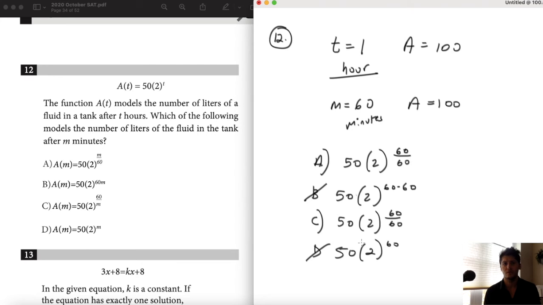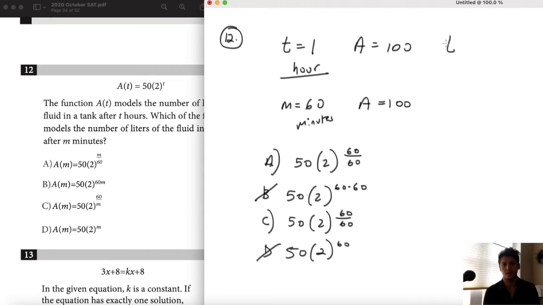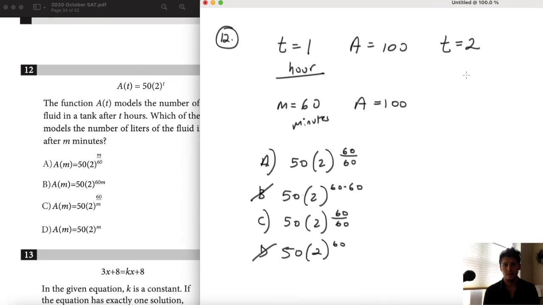Now, all I got to do is see what happens in 2 hours. When t equals 2, I'll do my equation more explicitly here. That would be A equals 50 times 2 squared. 2 squared is 4, so this is A equals 50 times 4. Remember, if you have this exponent, it's only applying to the thing in parentheses. 50 times 4, A will be equal to 200. So when t equals 2, that's hours. Minutes would be 120 minutes. So when you have 120 minutes, you want to get A equals 200.